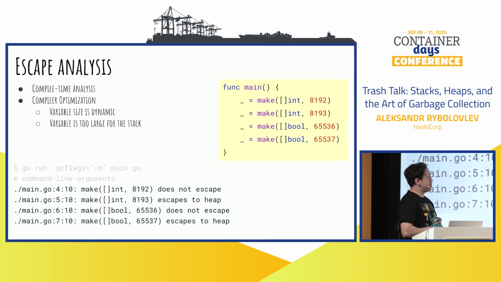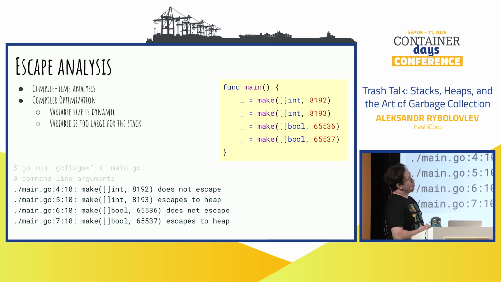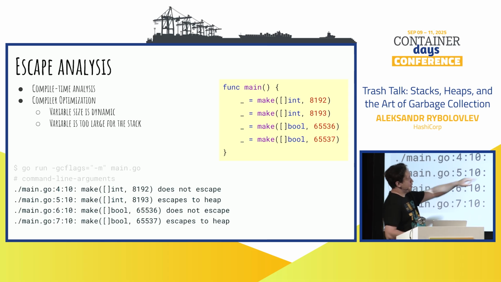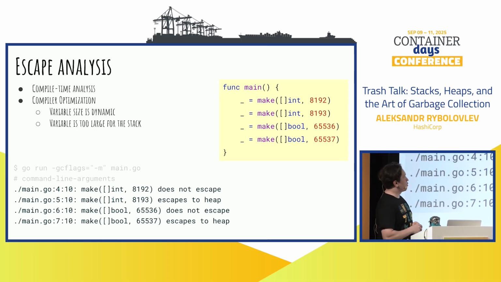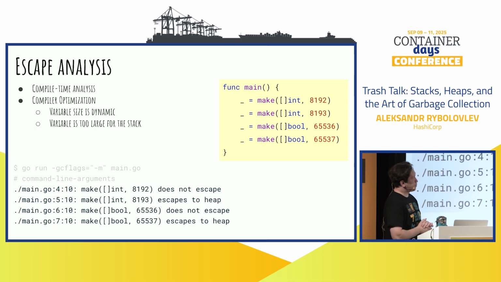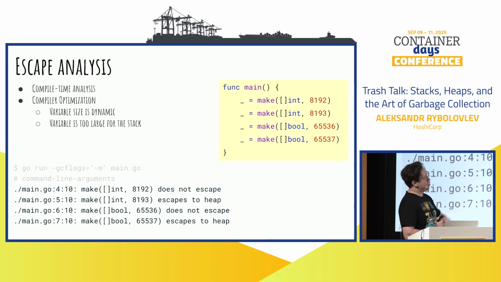A second thing is if a variable is too large for the stack. Here you can see a few examples, again with slices, because it's just easier. The very first one is going to have a size of 8 kilobytes on my 64-bit machine, and the next one is just one element bigger, and that one will escape to heap because it crossed the limit of the object size for the stack. Another example with the Boolean type: the third slice is going to have exactly the same size as the first one, 8 kilobytes, and again, if you cross this limit by one element, it will escape to heap.